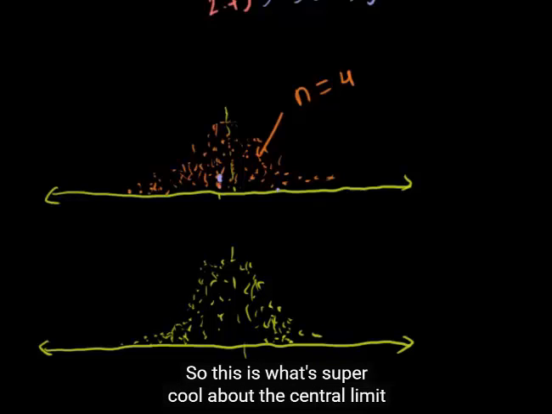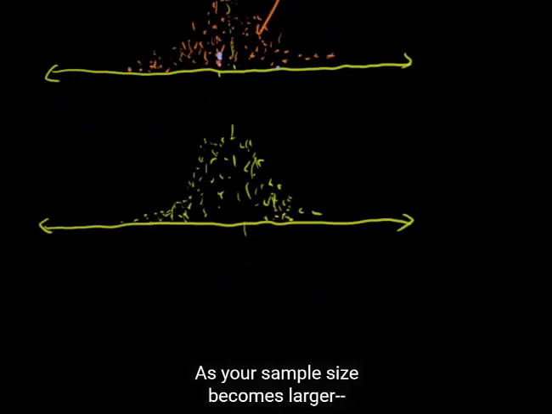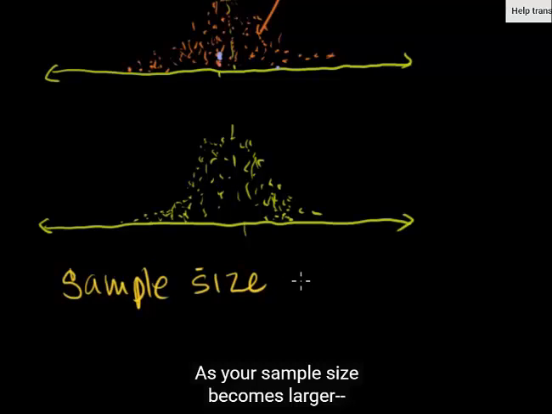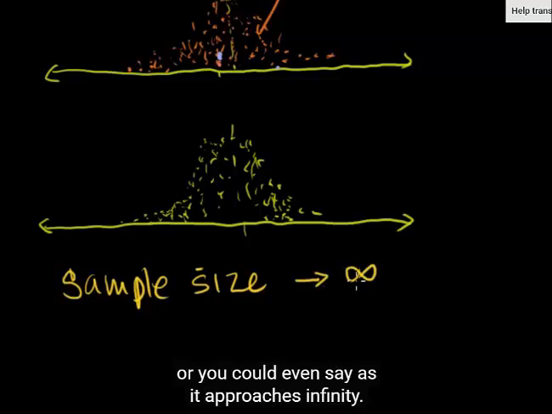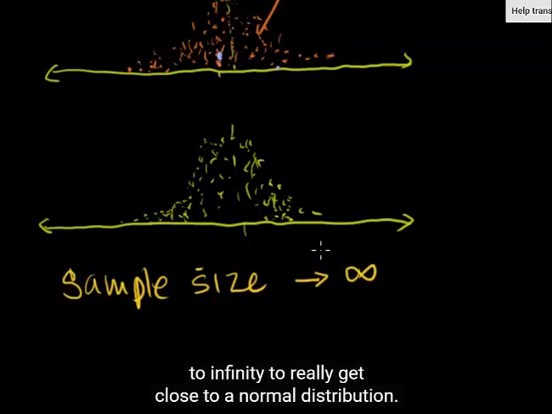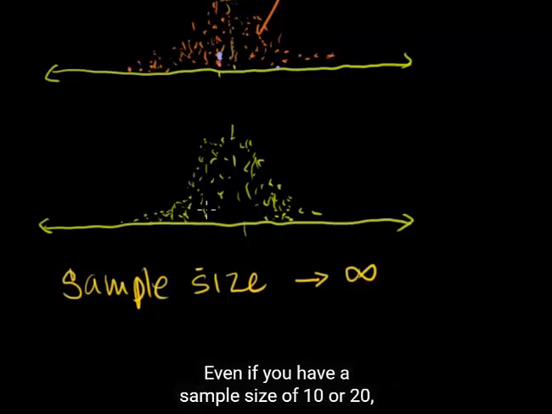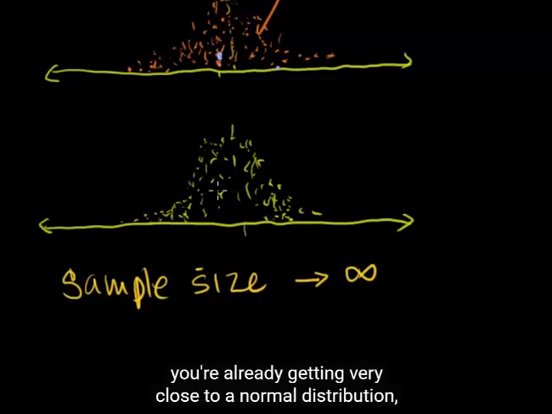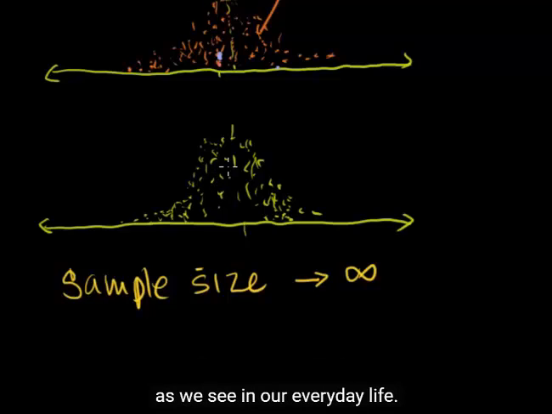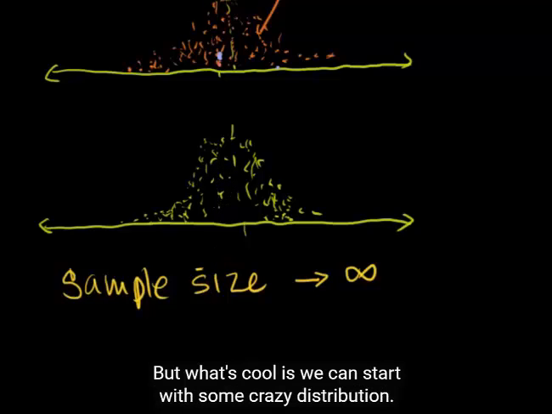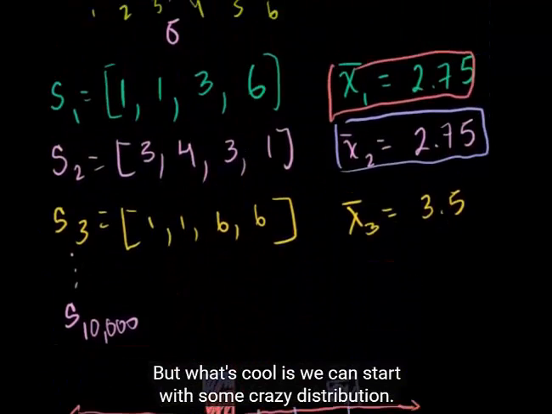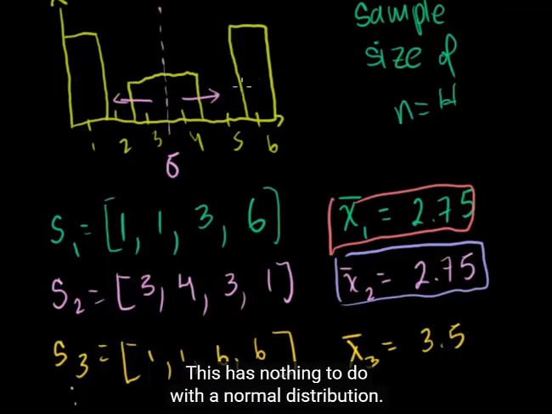So the reality is, and this is what's super cool about the central limit theorem, as your sample size becomes larger, or you can even say as it approaches infinity, but you really don't have to get that close to infinity to really get close to a normal distribution. Even if you have a sample size of 10 or 20, you're already getting very close to a normal distribution. In fact, about as good an approximation as we see in our everyday life. But what's cool is we can start with some crazy distribution, right? This has nothing to do with a normal distribution.